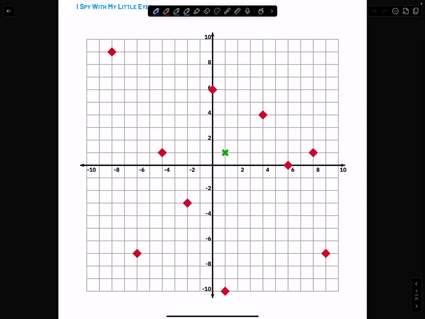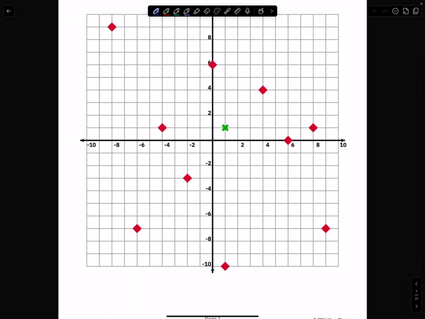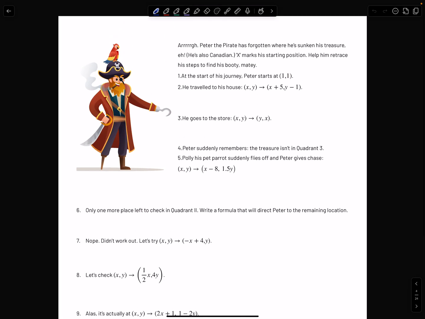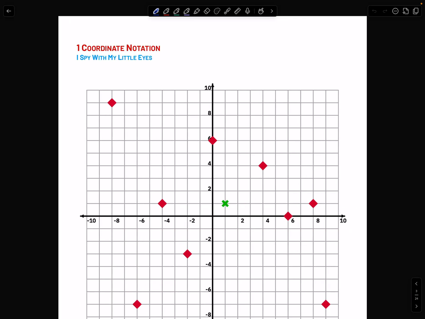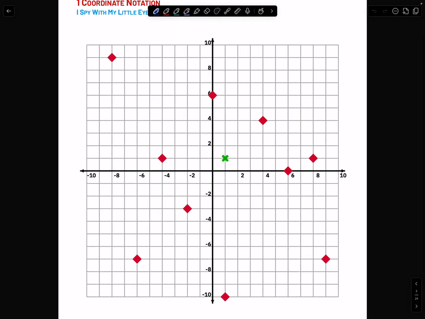And so on the left-hand page, you should see this. On the right-hand page, you should see instructions, and I'll flip back and forth between these two. So this says, our Peter the pirate has forgotten where he's sunken his treasure. He's also Canadian. X marks the spot, his starting position. Help him retrace his steps to find his booty, matey. So at the start of his journey, Peter starts at 1, 1, which is where that green X is.